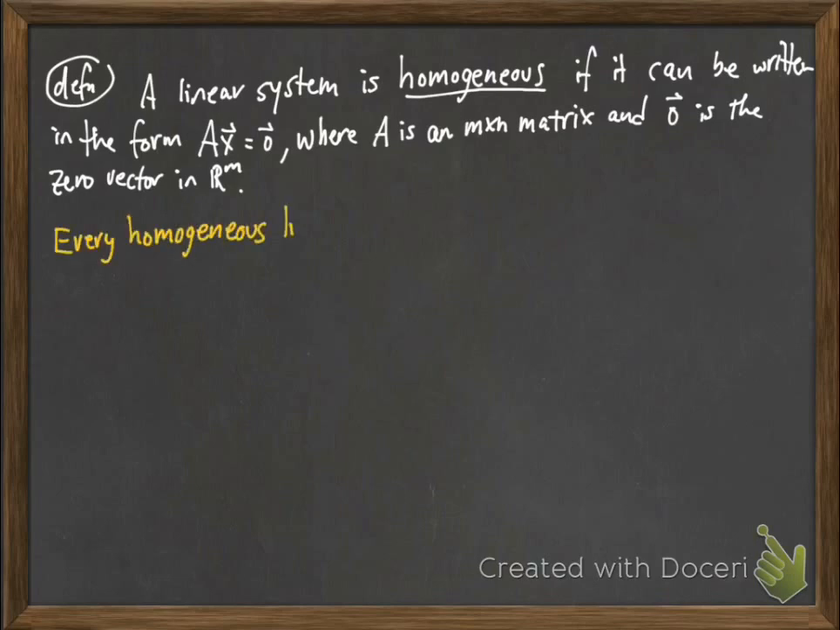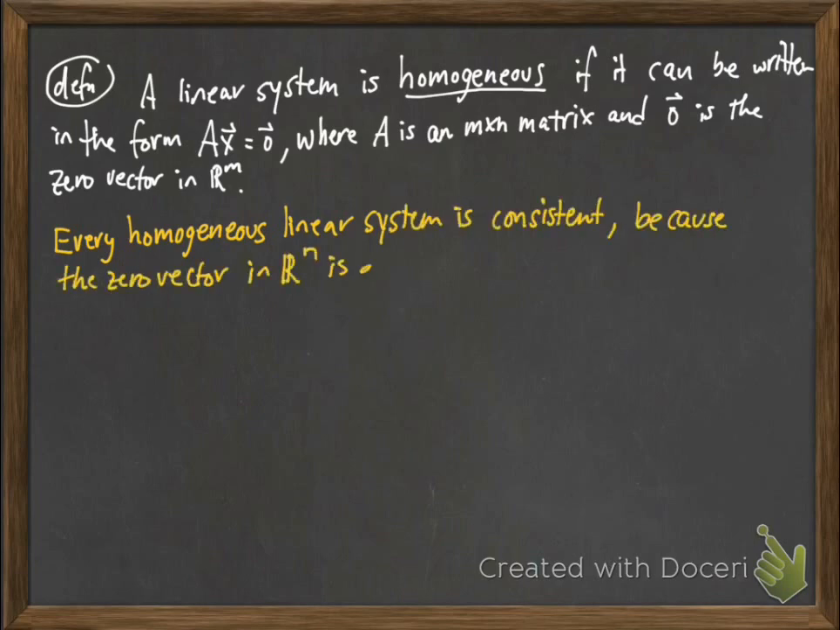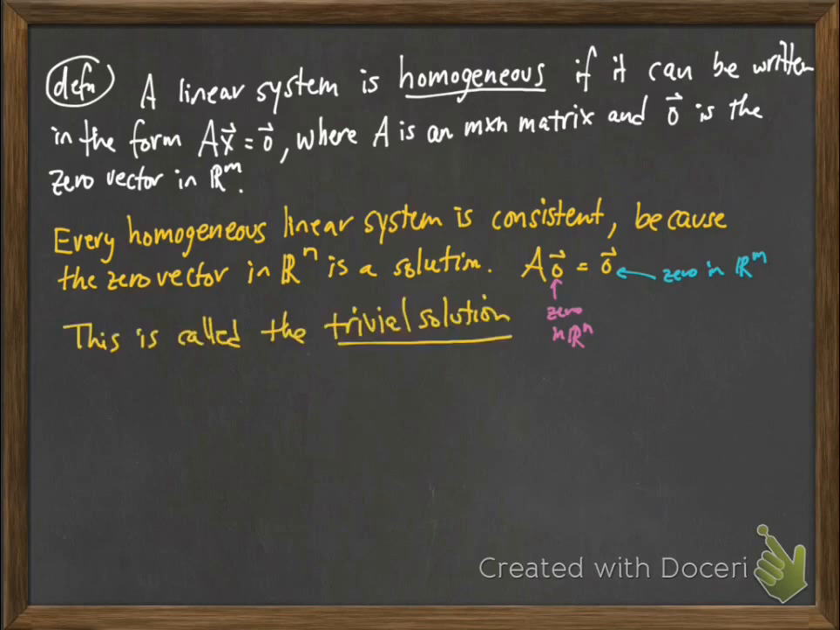Every homogeneous linear system is consistent, meaning it has a solution. This is because the 0 vector in Rn gives you a solution. In particular, A0 equals 0. Here you've got to interpret the 0 on the left side as the 0 vector in Rn, and the 0 on the right side is the 0 vector in Rm. This is called the trivial solution.